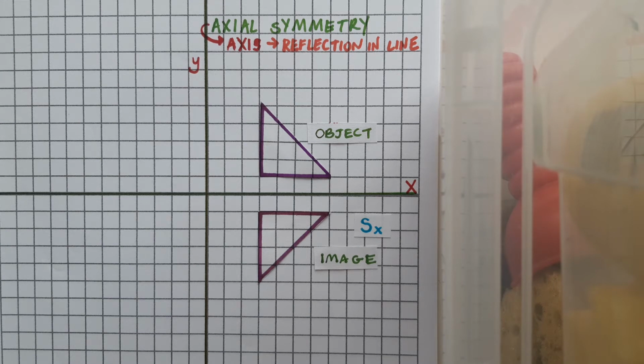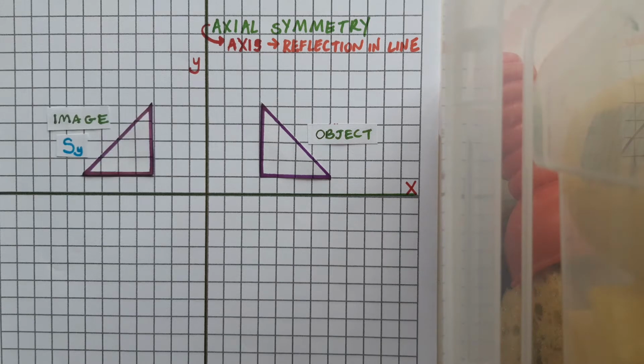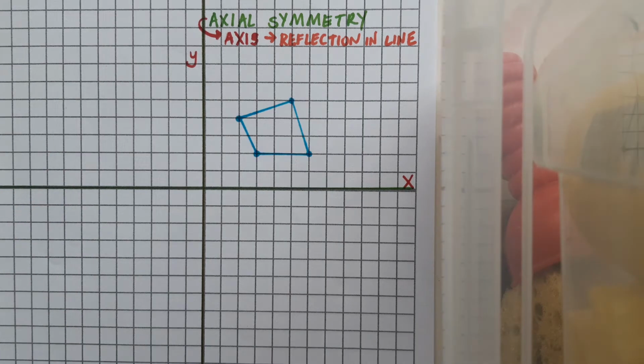Symmetry in the x-axis can be abbreviated as a capital S for symmetry and a little x to represent the axis x in which the object was reflected. Symmetry in the y-axis can be abbreviated as SY, S for symmetry, and Y to represent the y-axis.